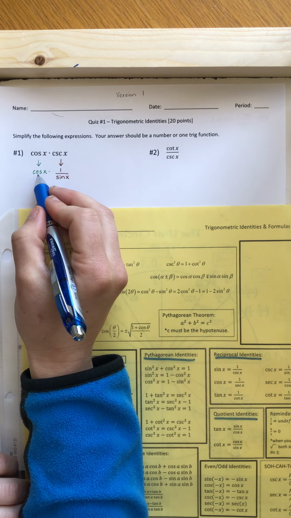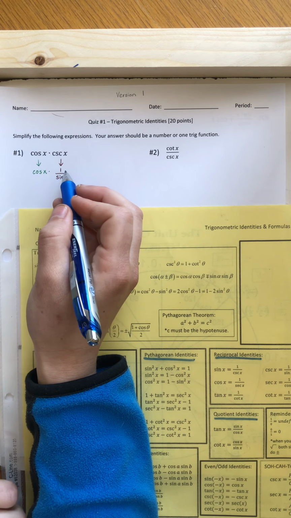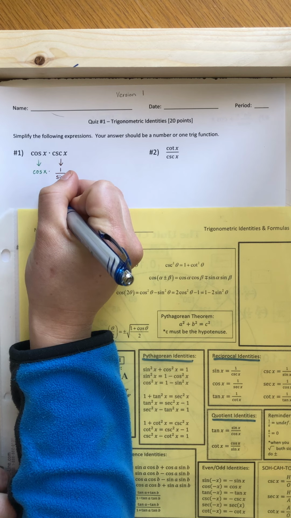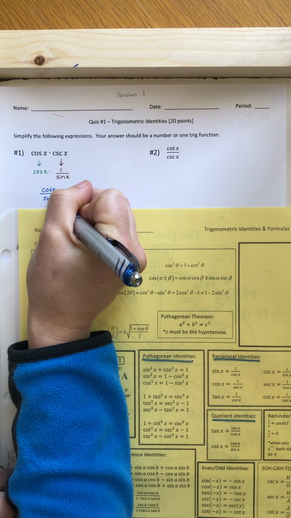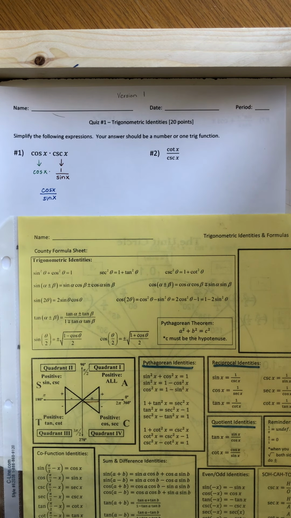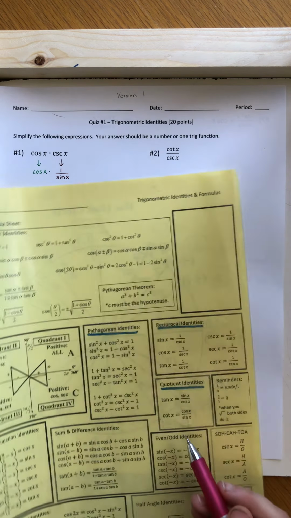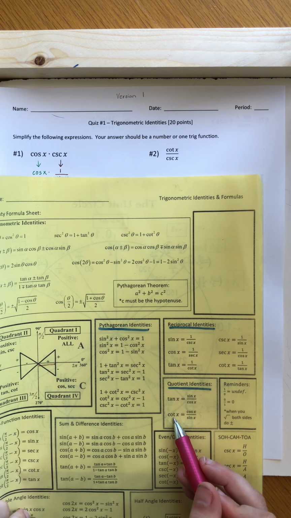So we're just going to multiply. When you multiply fractions, you just multiply straight across. So cosine x times 1 gives me cosine x. And then there's only a sine x in the denominator, so that just stays. Now cosine over sine is a quotient identity. Cosine over sine is equal to cotangent x.